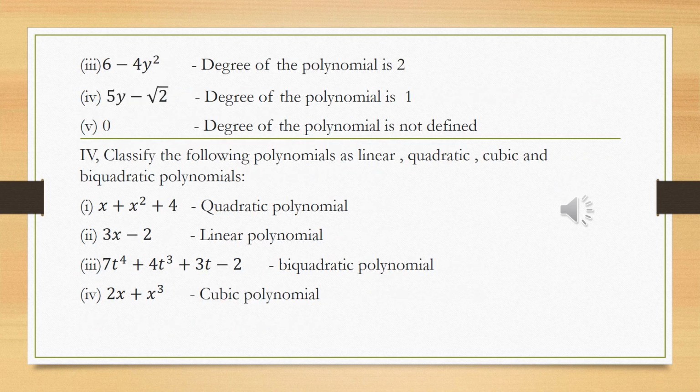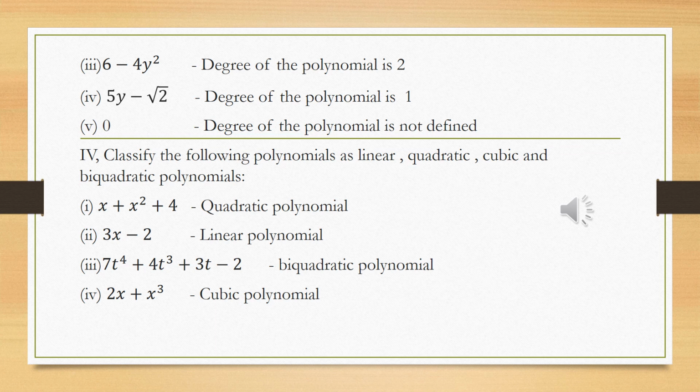Similarly, in question number 3, 6 minus 4y square, which is a polynomial in variable y, has the degree 2. Question 4, 5y minus root 2. Again, it is a polynomial in variable y and the highest power of y is 1. Therefore, the degree of the polynomial is 1. 0. We have already learned the degree of the zero polynomial is not defined, as 0 can be expressed as 0x or 0x raised to 9 or 0x raised to 10 and so on.